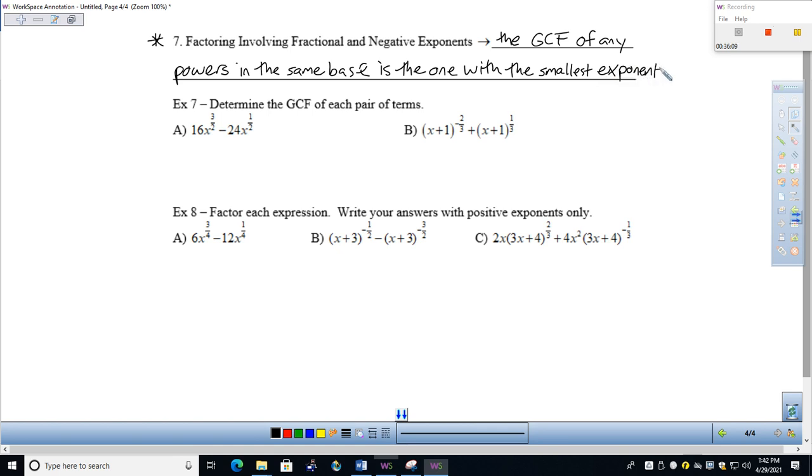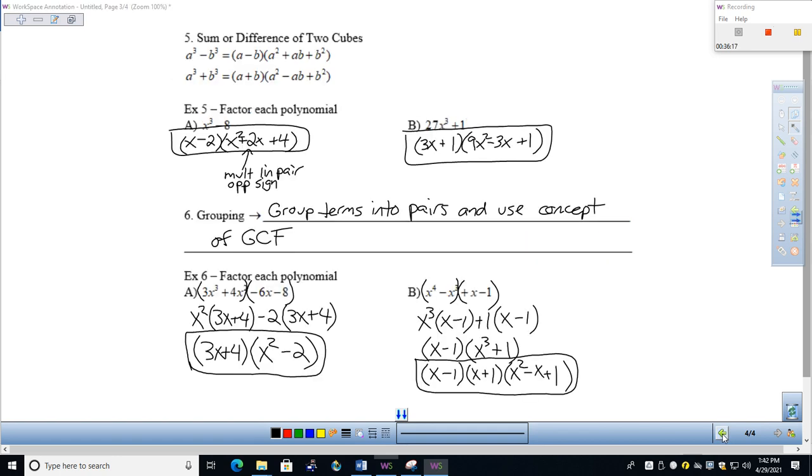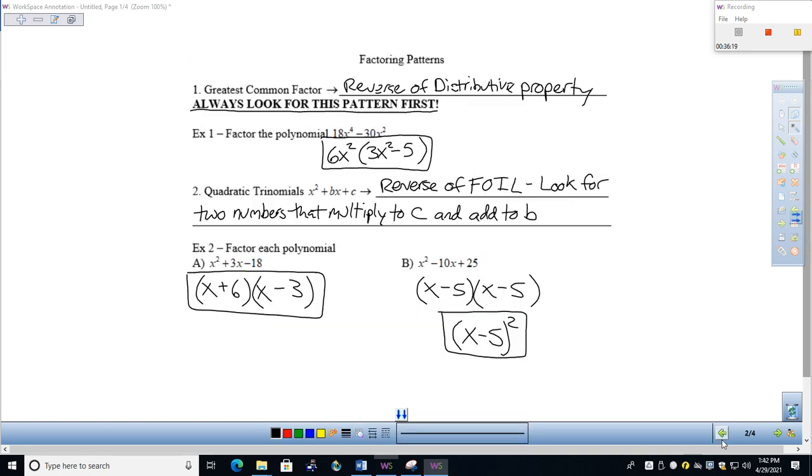And this should correspond with what you've always learned with this. Like, I'll just go back super fast here. I go back to my first board. If I asked you, like, powers of x, and I said, what's the greatest common factor of x to the fourth and x squared that you're going to pull out? You would just take the smaller of the two, right? The greatest common factor of any two powers is the one with the smaller exponent.